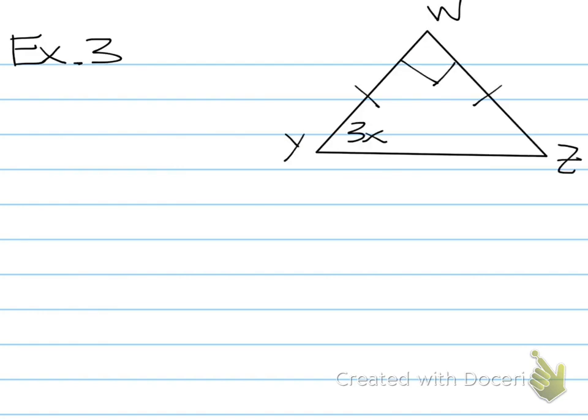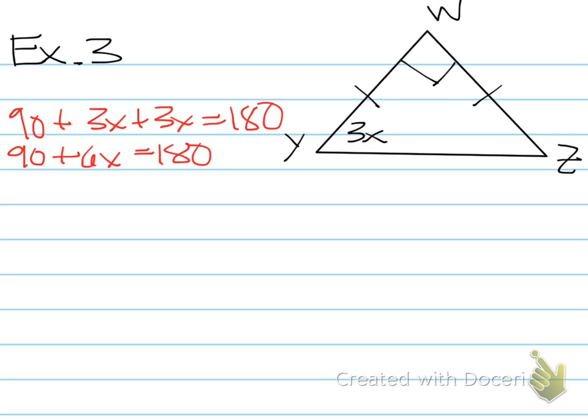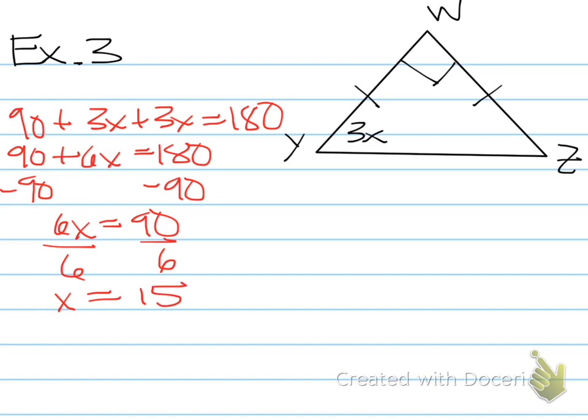Here we have a right triangle, an isosceles right triangle. So the right angle is actually the vertex angle. So angle Z and angle Y are the base angles, so they're congruent. So I should have 3x plus 90 equals 180. Or I could just add 3x and set it equal to 90. Combine the like terms, subtract 90 from both sides, and then divide both sides by 6. X is going to equal 15.